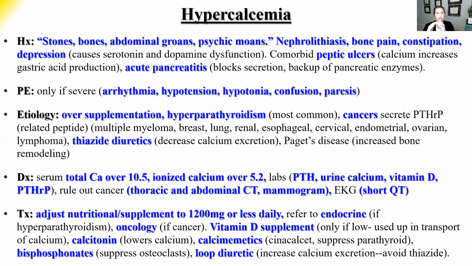Calcitonin is a medication that can lower the calcium. Remember, COB, it stimulates the osteoblast to drop that calcium level. Calcium mimetics, so cinacalcet, will actually suppress the parathyroid gland if that's the issue. Bisphosphonates are medication that we use to treat osteoporosis, and they suppress the osteoclast from chewing up the bone. And then a loop diuretic helps us to increase the calcium excretion. You don't want to give them a thiazide, because if you give them a thiazide, remember that will increase the levels of calcium.